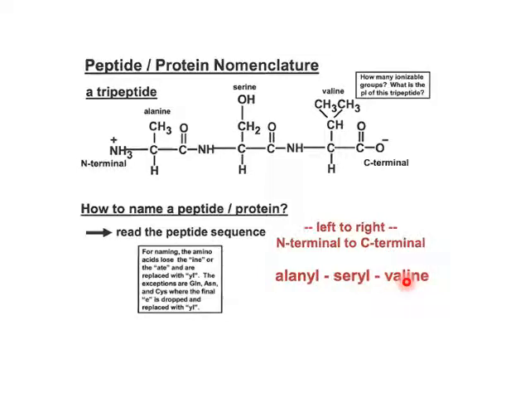So the base name goes with the C-terminal end, and you change the name of the amino acid to the YL, dropping either the INE, the ATE, or sometimes just the E. It just depends on the amino acid name. Just wanted you to be aware of that. I'm not going to ask you to name them, but I'm going to ask you to recognize them and to draw them based on their single letter code and 3 letter code. So you need to know that.